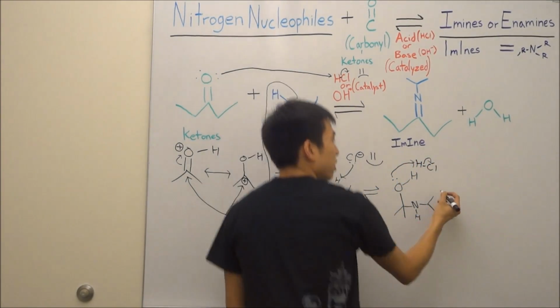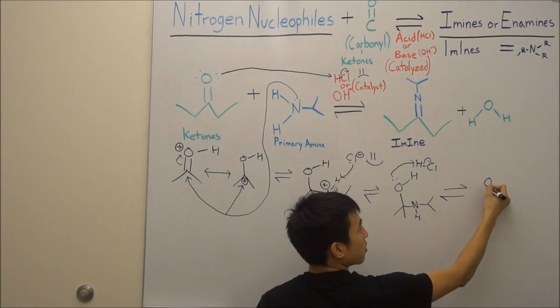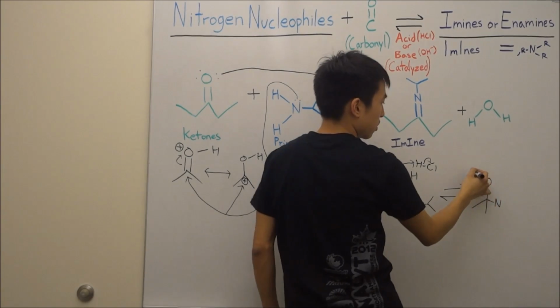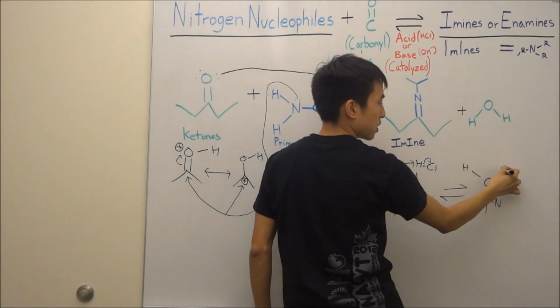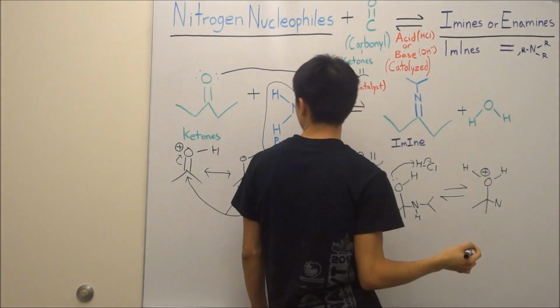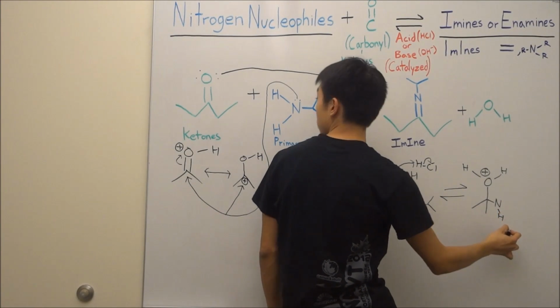This way you get this molecule over here. Okay, and then your alcohol now becomes basically like an H2O molecule. There's a positive charge on it. It's very unstable.